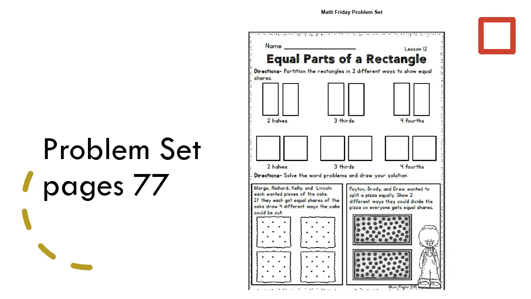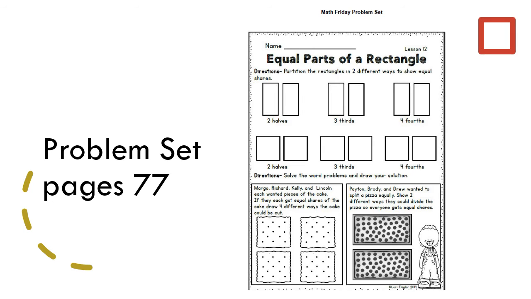Problem set time on page 77. Partition the rectangles in 2 different ways to show equal shares. So remember, they have to be equal shares or pieces. Show me 2 halves, and on the first one, they need to be 2 different ways. And the next one, show me 3 thirds 2 different ways, 4 fourths 2 different ways, and then on the other ones, it has to be 2 different examples for 2 halves, 3 thirds, and 4 fourths.